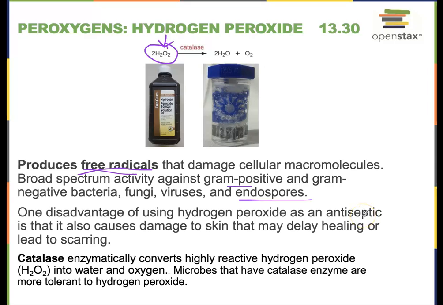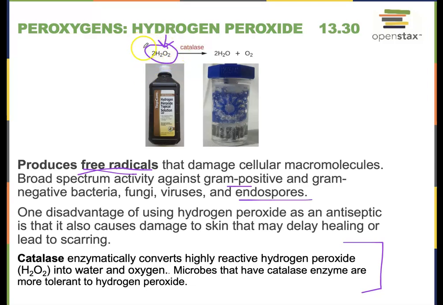We don't want to use it on really big wounds, but on small wounds it's fine, because it can damage the skin or delay healing. So we can use it, you can put inanimate objects in hydrogen peroxide as well as your skin. One interesting thing about hydrogen peroxide is that it does break down naturally into water and oxygen.